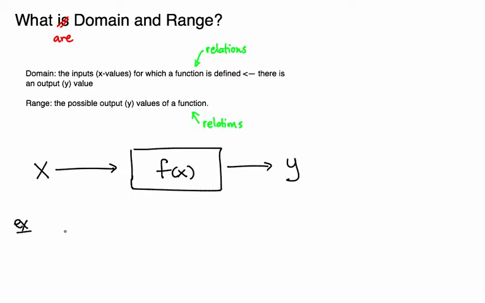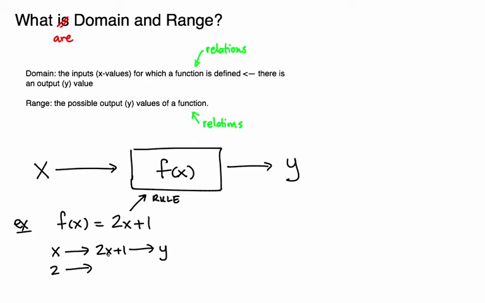For instance, if we're working with the function machine that takes x values and doubles them and then adds 1, this is the rule that this program just follows. So for instance, you take this x value, you put it into this equation, and out comes a y value. So you take 2, you put it in, 2 times 2 is 4, plus 1, so you double it and then add 1, and you get an output value of 5.